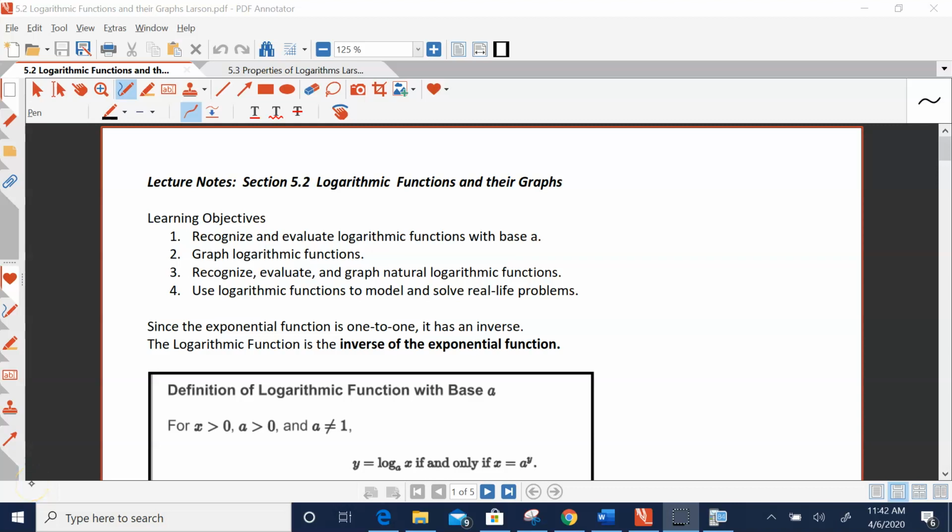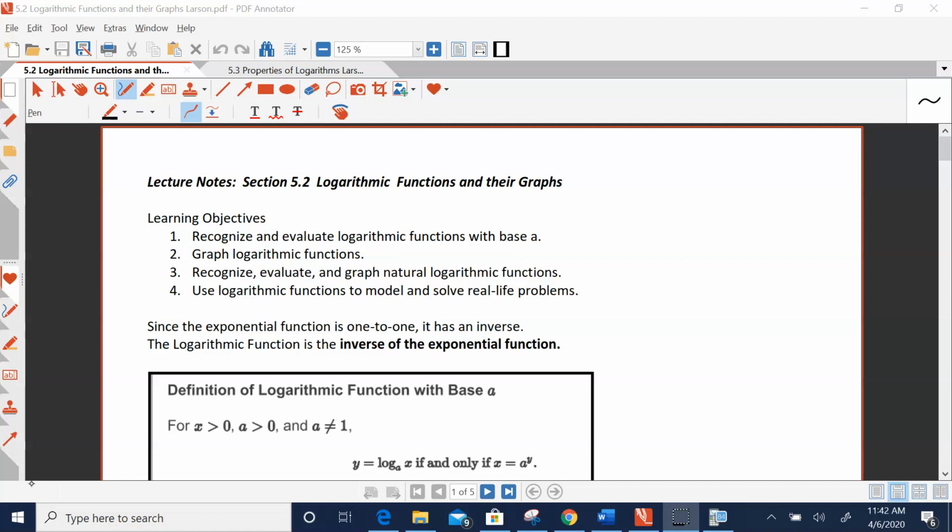Hey, let's continue our work in Chapter 5 with our exponential and logarithmic functions. This section will consider the logarithmic function, and we'll get some details about its graph, how to evaluate a logarithmic function, and then see when we can use those to model and solve real-life problems.